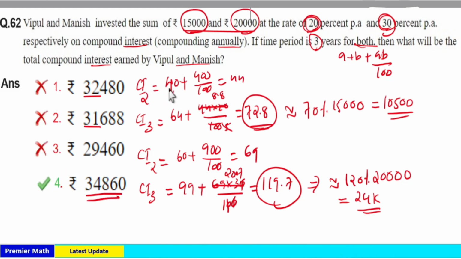Actually, you can skip the first step in each case. Then you will get around 72% and 120%. Then just calculate the rough value.